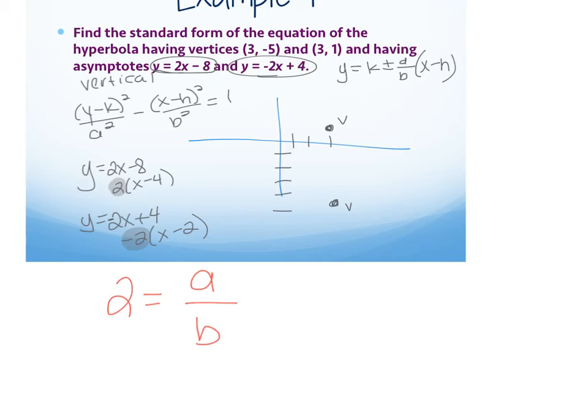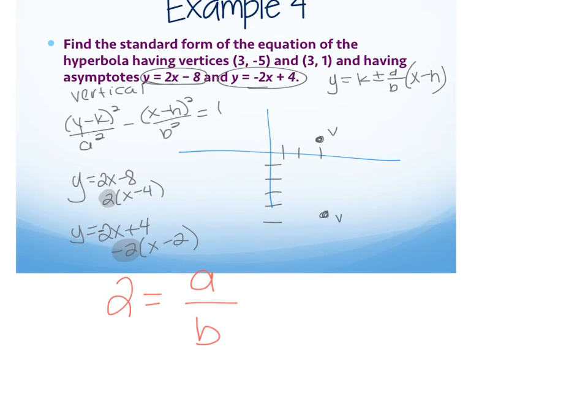Do I know either a or b yet? How could I figure it out? Good. The center of my vertices, so I can either use the points to find my midpoint or I can count it out on my graph. The distance between negative 5 and 1 is 6. Half of that is 3, which means a is 3. 1, 2, 3. There's my center, which is (3, -2). Now I have my h and my k.